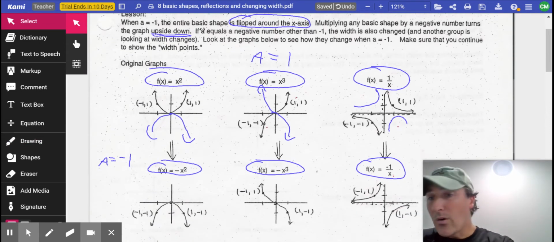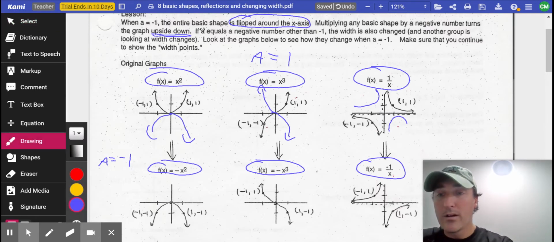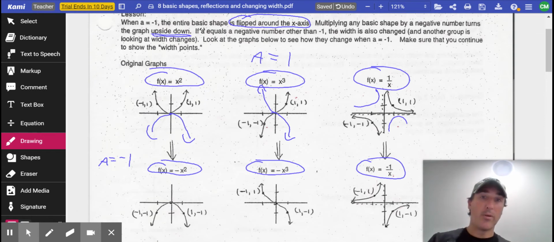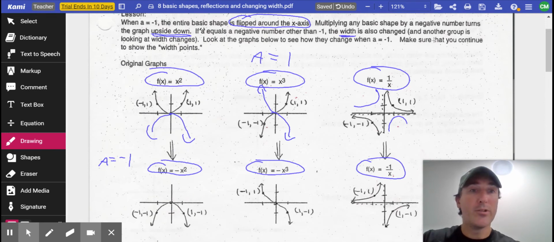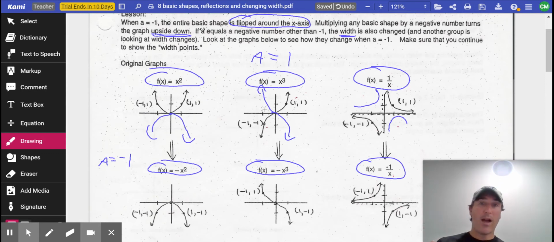All right. You probably have seen that before. So you just take the original graph and flip it over the x-axis if there's a negative. Now, the other thing it says here is that the width is also changed. If we change the A value, you're going to see some of these parabolas or V shapes get wider or skinnier. That's going to be on the next page. Here, we're just dealing with it: if it's negative, it's just going to flip over the x-axis.